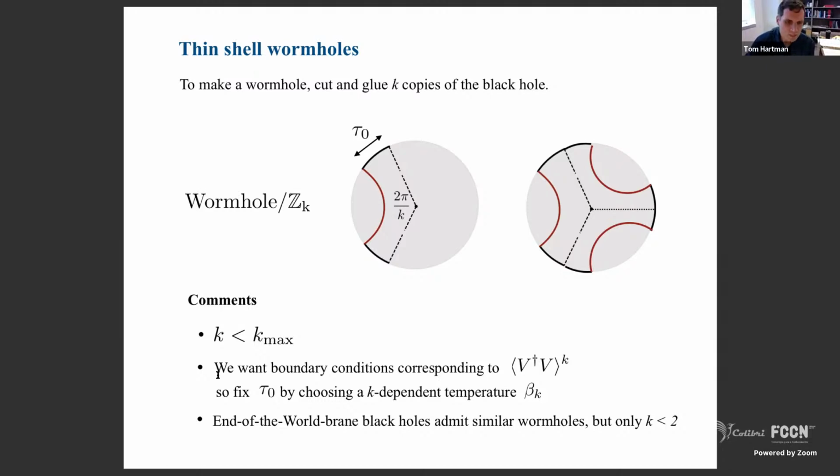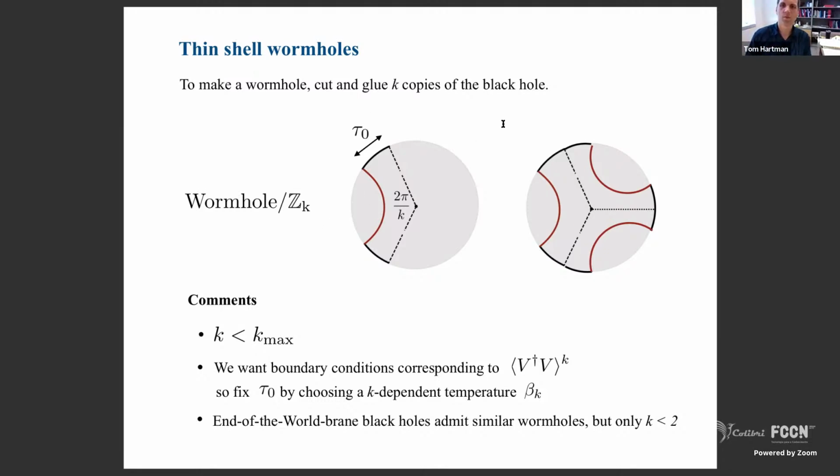A second comment is that we want the boundary conditions to correspond to K copies of our original calculation, V dagger V to the K. So we need to fix tau 0, which was the original place where our operator V was inserted in the Euclidean time. That can be done just by setting some boundary condition, and it tells you that you need to use a different temperature. If you want to replicate the black hole at temperature beta, the replicas actually are obtained by chopping up a black hole at a different temperature in order to satisfy that boundary condition.